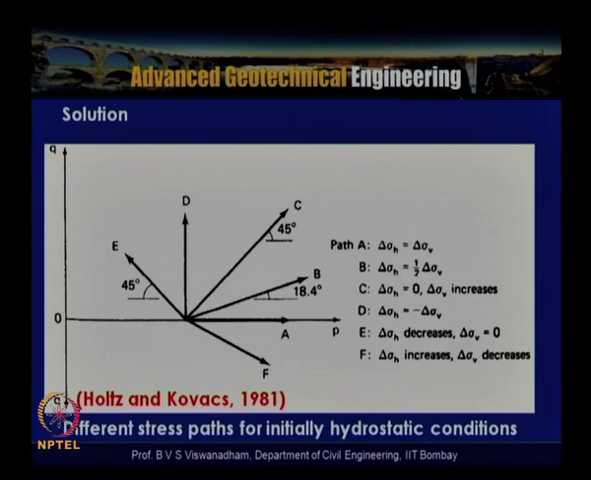But when we have these conditions, delta sigma h equal to delta sigma v by 2, or delta sigma h is 0 and delta sigma v increases, or delta sigma h decreases and delta sigma v is 0, then it follows a path that is nothing but the plane of maximum shear stress, inclined at 45 degrees to the principal plane.